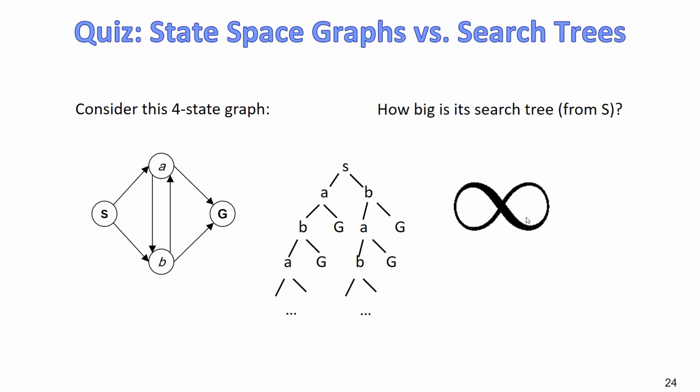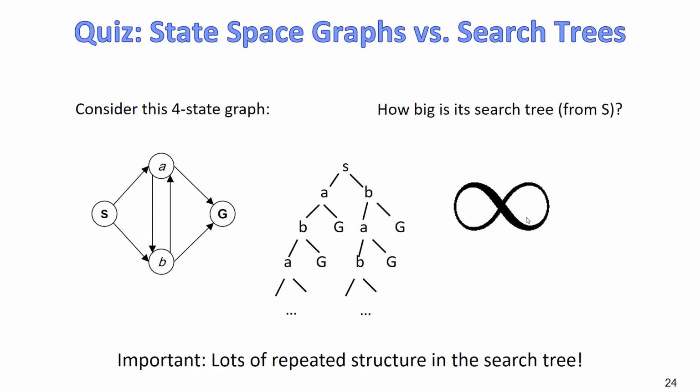Okay. Good. Okay. So it's important, of course, that you notice that there are repeated structures in the search tree. So B A G will be repeated, of course. Also, A, B, G will be repeated, and so on. And that's why the size of the tree will be infinite. It will be infinite because we have a cycle here.